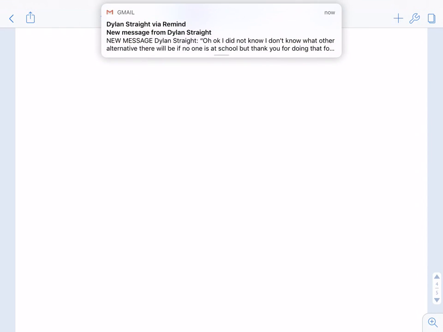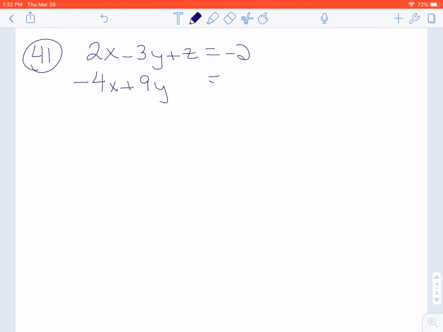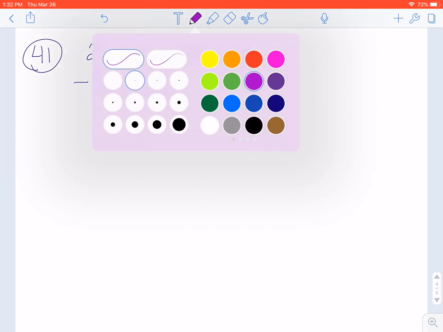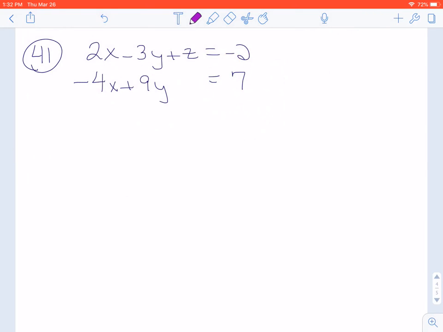So, as I said, I want to look at number 41. That was the non-square system. And we have 2x minus 3y plus z equals negative 2. And then negative 4x plus 9y equals 7. So in this case, we have a non-square system, which means 3 variables, only 2 equations. We will not have a unique solution.